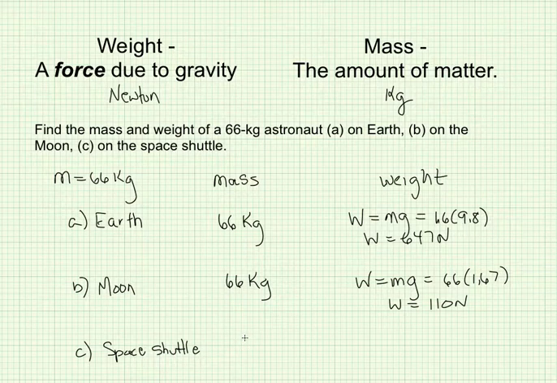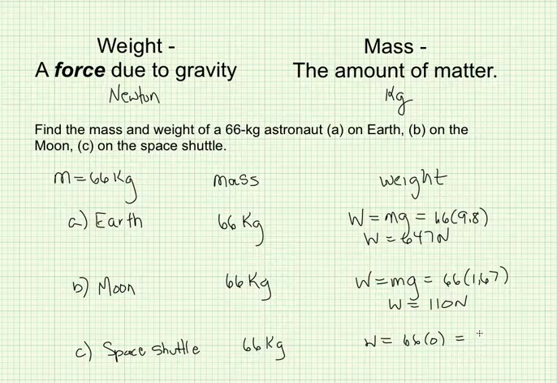In our final example, we're on the space shuttle. Well, the amount of matter, the astronaut's still there. The amount of stuff is still 66 kilograms. But here we're going to have what we call apparent weightlessness. And what that means is our gravity is basically going to be 0. If you were going to take 66 times 0 and he was still going to try to stand on a scale, he would weigh 0 newtons. That would give the appearance of being weightless.